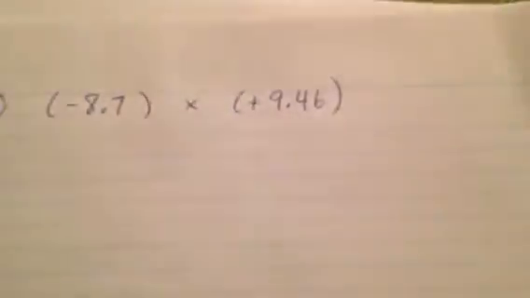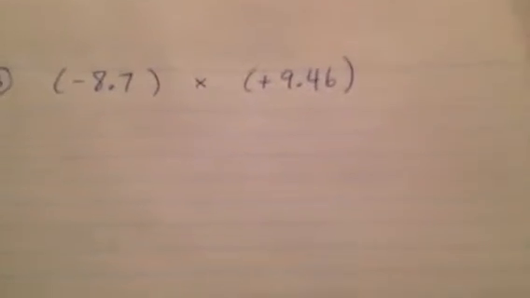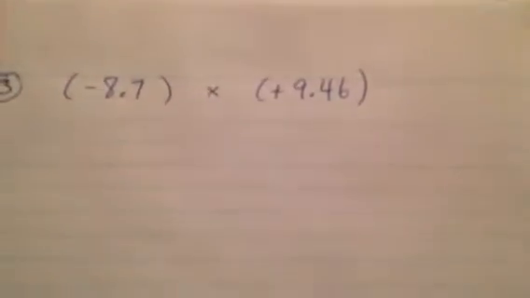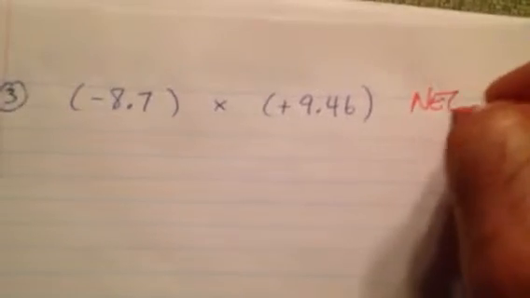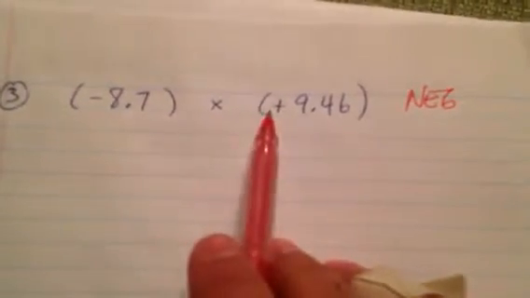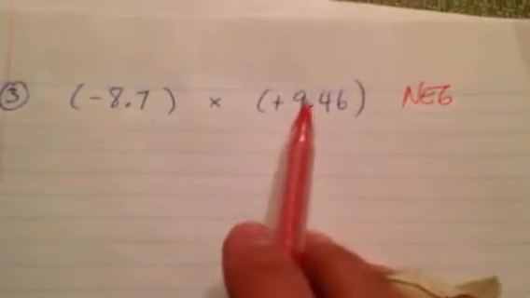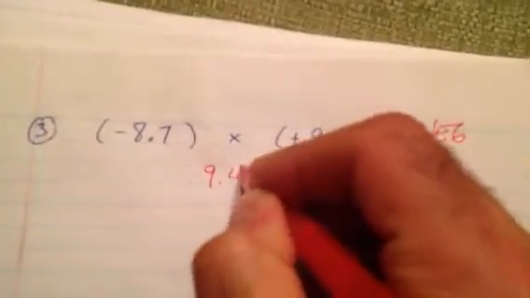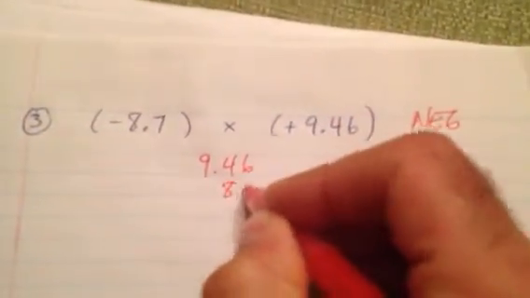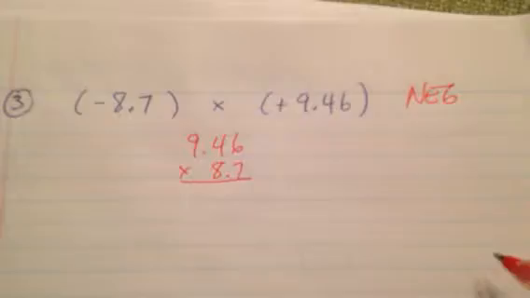And last couple of examples here. So we have negative 8.7 times positive 9.46. Again, we know the answer is negative, right? So we ignore the signs here. Now we look at the numbers. This one has more place values, goes on top, 9.46 and 8.7. Line the numbers up, not the decimals.